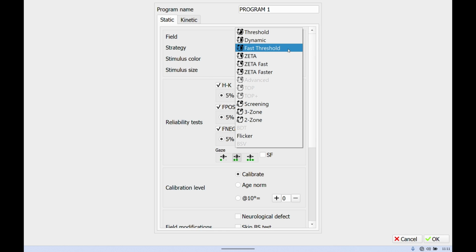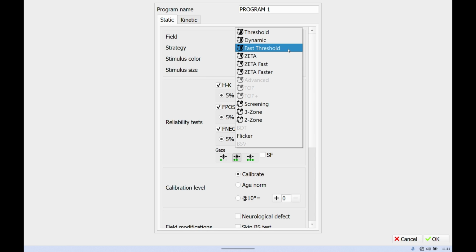Firstly, you have the threshold. There is this tiny little T next to the clock. So these are threshold tests ranked from the slowest to the fastest. So Zeta and Zeta fast, these are the equivalent of Zeta on Humphrey. Then you have the screening tests. So these are the tiny S. Then here you have screening, 3-zone, 2-zone, and then you have the special strategies like the flicker strategy or BDT strategy. Naturally, not for every test you can have different strategies.